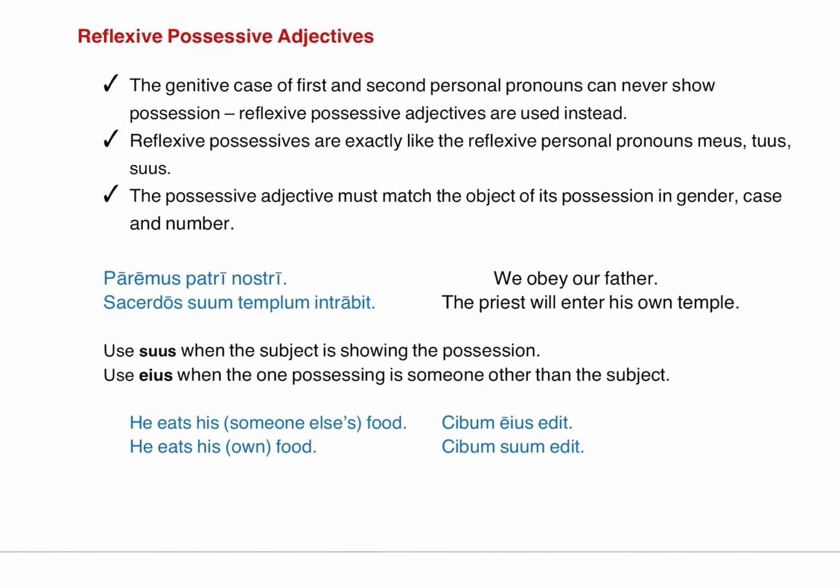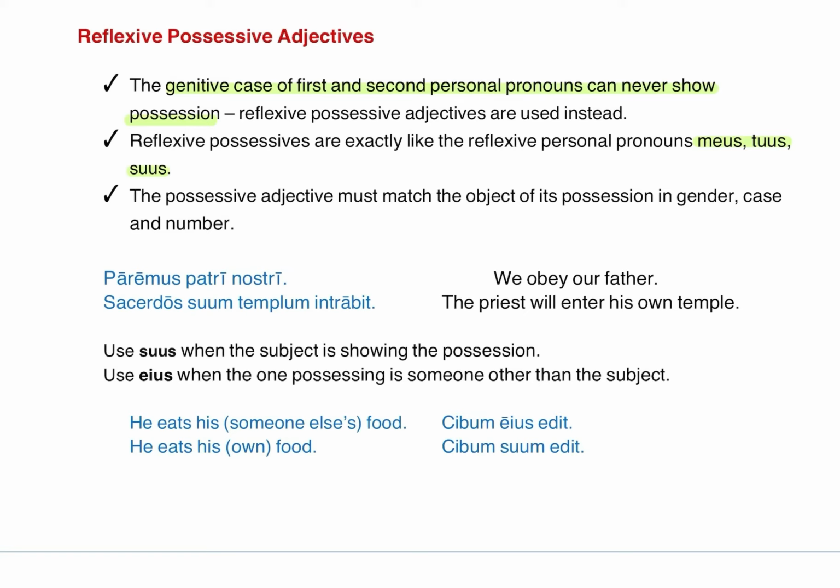Reflexive possessive adjectives. Remember that the genitive case of first and second personal pronouns can never show possession. Remember when we did that? Reflexive possessive adjectives are used instead. So reflexive possessives are exactly like the reflexive personal pronouns: meus, tuus, and suus. Remember, if you get stuck or you need help, go back and do some search on that. The possessive, and you have a chart for these already.